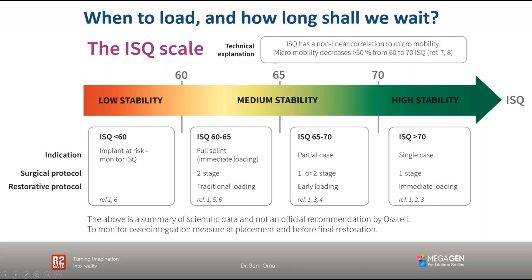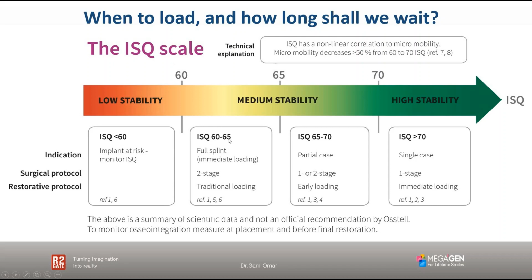In cases where you would like to delay the immediate loading, let's say it's a posterior case and the aesthetics are not really of a big concern, you could just place the implant, place the healing abutment, and do early loading. If you get 65 to 70 ISQ, in a partial case, you could do 1 or 2 stage, but you could do early loading. So you could come back after 6 weeks and load the implants.